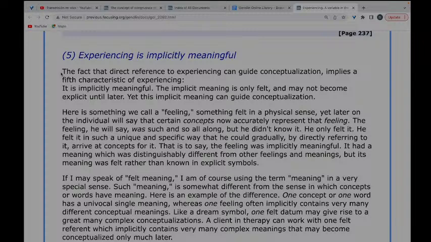Okay, so just going off of what's been said in this paper, I don't know what implicit meaning is yet. So I'll just keep going and see if he explains it. Here's something we call a feeling, something felt in a physical sense, yet later on, the individual will say that certain concepts now accurately represent that feeling.